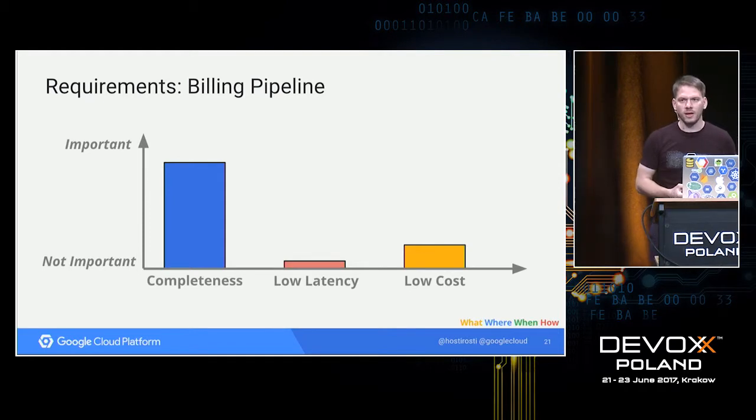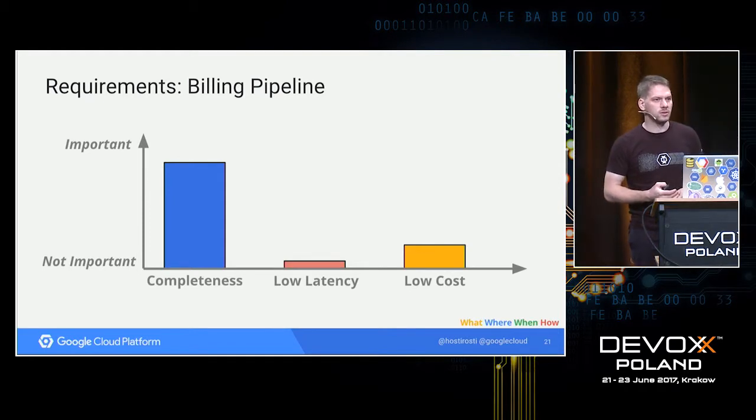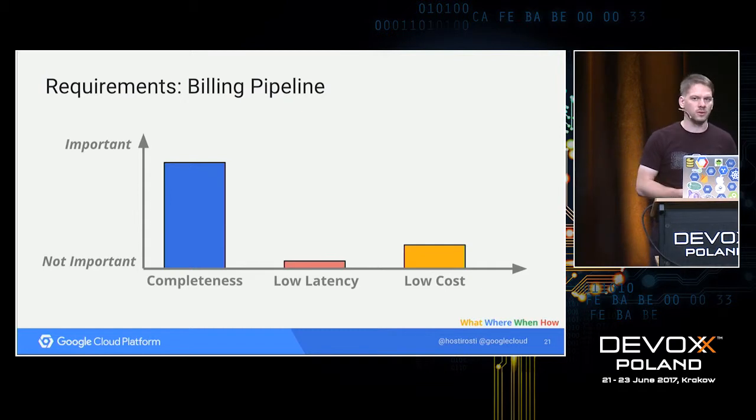So for a billing pipeline, of course, what is really important is completeness. You don't want to overcharge your customers because that gets you angry customers, and you don't want to undercharge your customers because that's not good for your business, right? So you want to really make sure that the billing pipeline you have to calculate costs is correct.